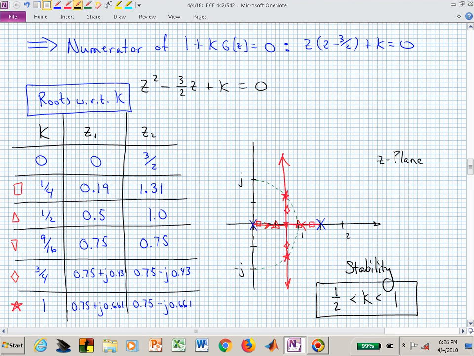if I gave you this chart on an exam and said, here's G bar of Z, and I say, what's the value of gain, or what's the range of K for stability? Could you put down the right answer? Or do you know how to find the answer?